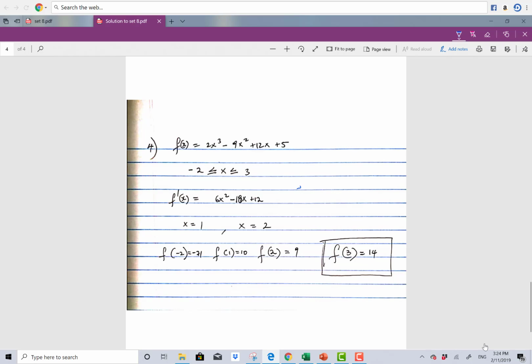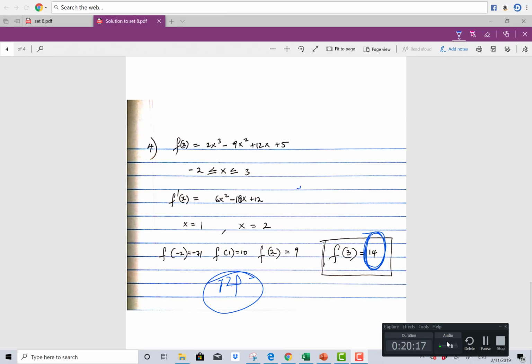If I plug negative 2 in, I'm going to get negative 71 in the original function. If I plug 1 in, I'm going to get 10. If I plug 2 in, I'm going to get 9. And if I plug 3 in, I'm going to get 14. Obviously right here, the absolute maximum on this interval is going to be 14. And that completes the problems on this section.